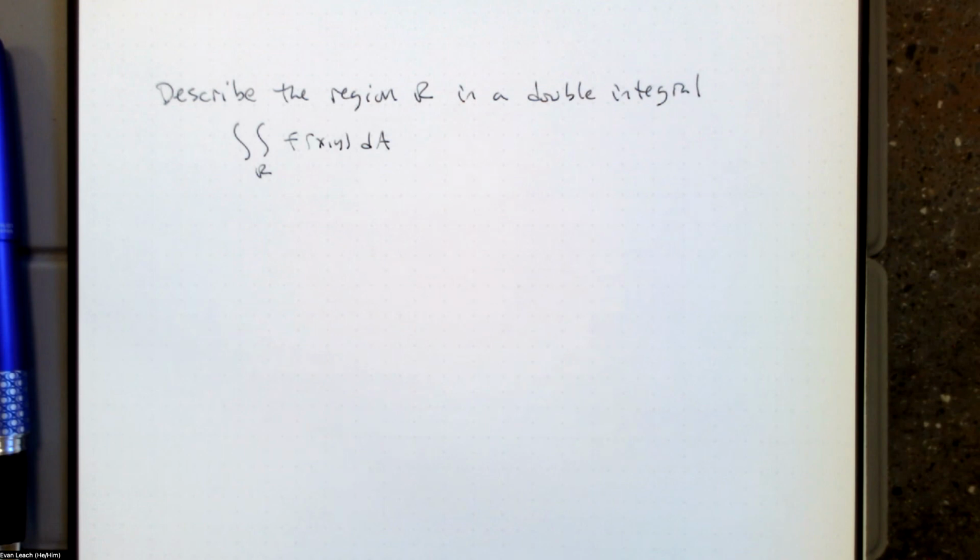Now remember, in our single variable version, we just had to declare an interval on the x-axis. We're just saying what's x between. X is between A and B. So describing the region R in a double integral is a bit more sophisticated, because we're going to say what's x between and what's y between. That's all we're going to do. Or the other way around, what's y between and what's x between.